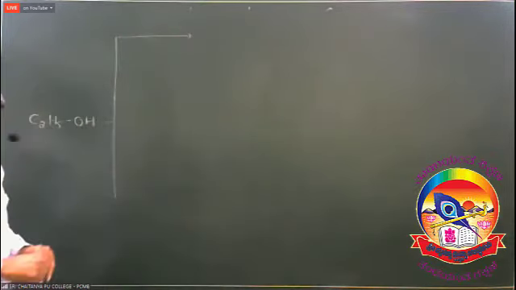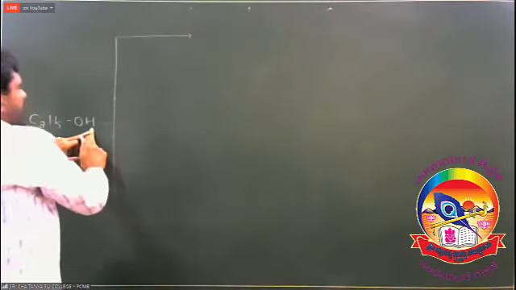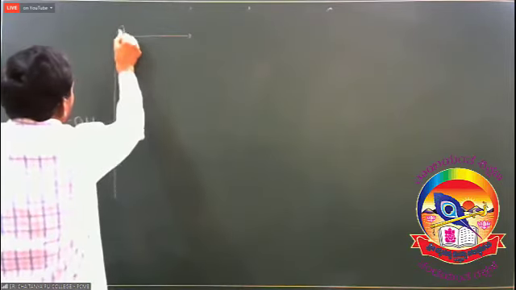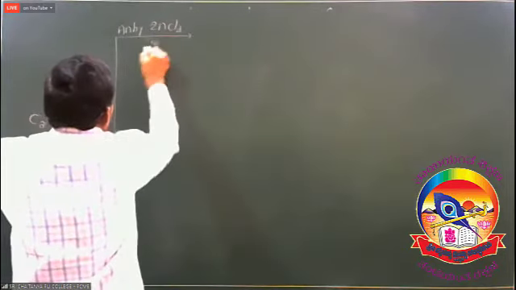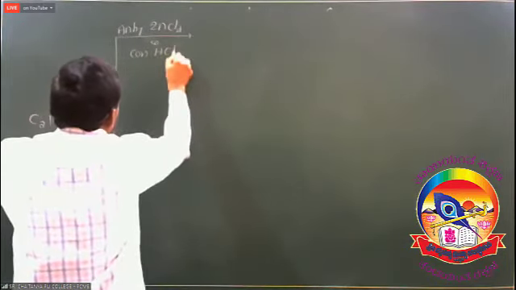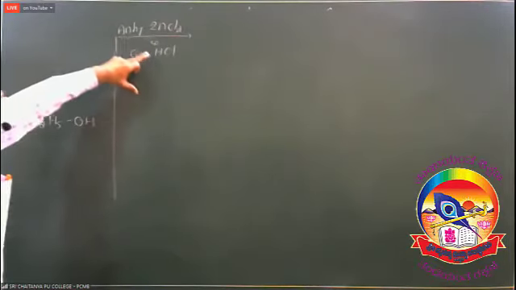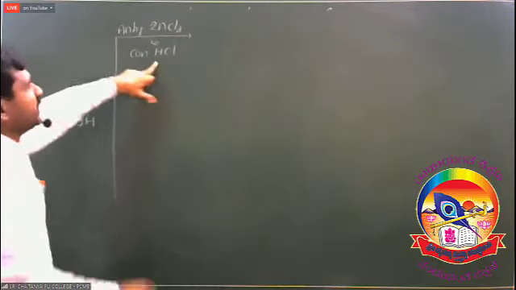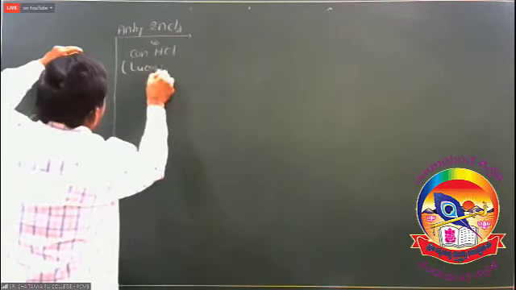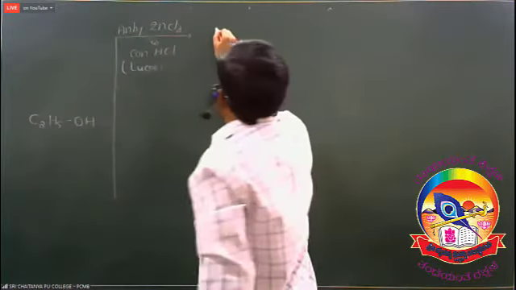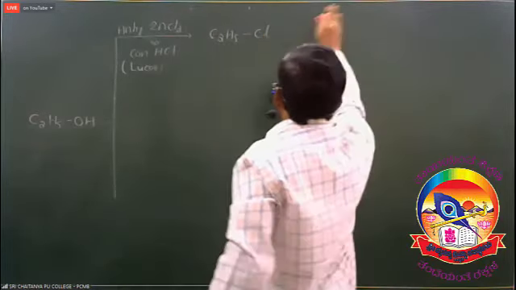Ethyl alcohol is treated with a mixture of anhydrous zinc chloride and concentrated HCl. This mixture of concentrated HCl and anhydrous zinc chloride is called Lucas reagent. Here the product formed is C2H5Cl, ethyl chloride, where the OH is replaced by Cl.